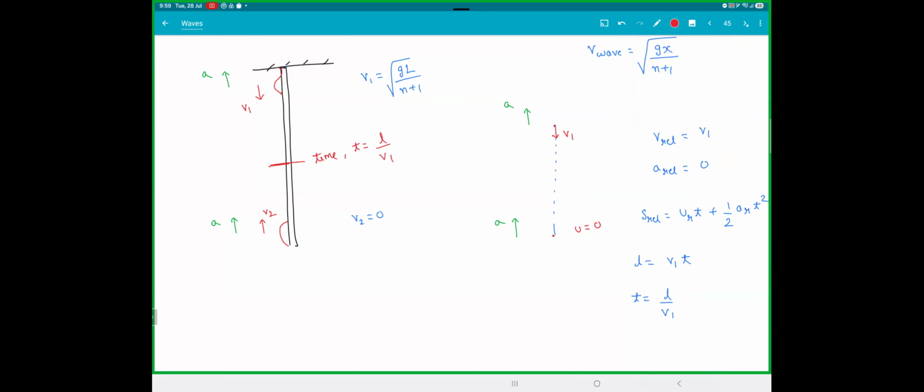Then I can come back to the ground frame. So what is this distance traveled? This is the position where they meet. So S is equal to V₂t plus half A T square.